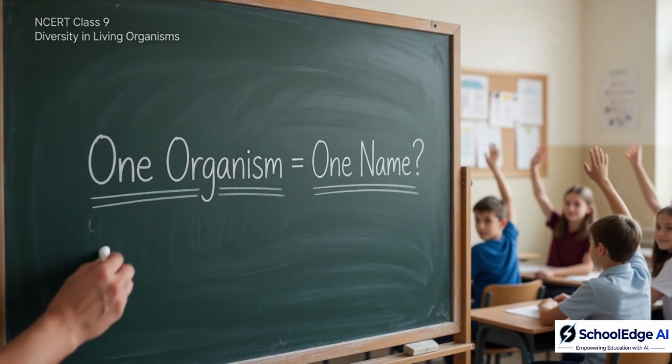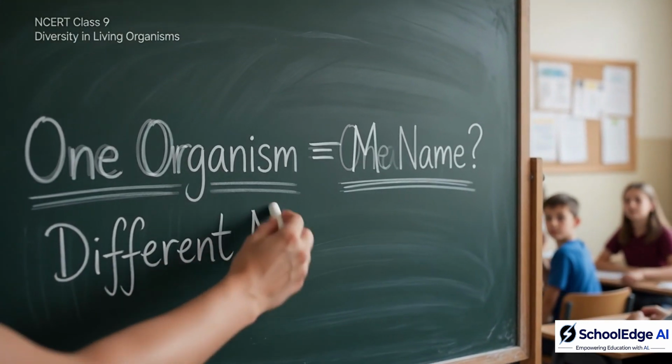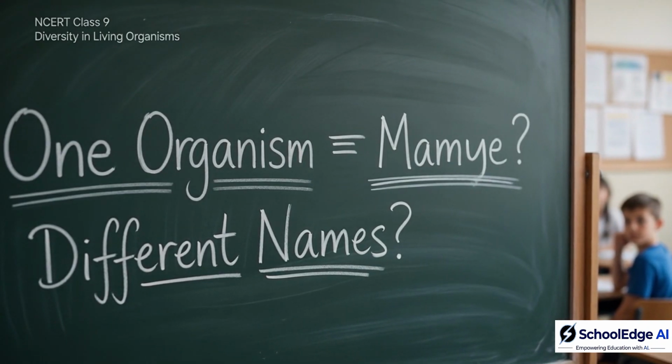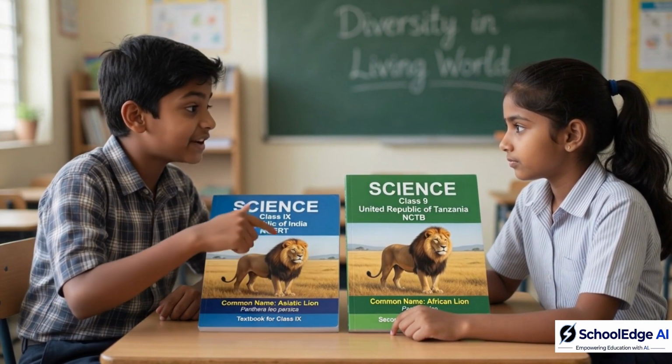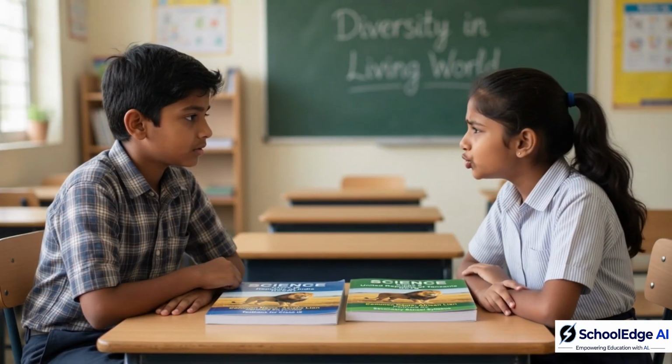What do you think? Should every organism have one fixed name or many different names? Which idea seems better? Imagine using these books. The same animal has different names. Would that make learning easy? What would you choose?